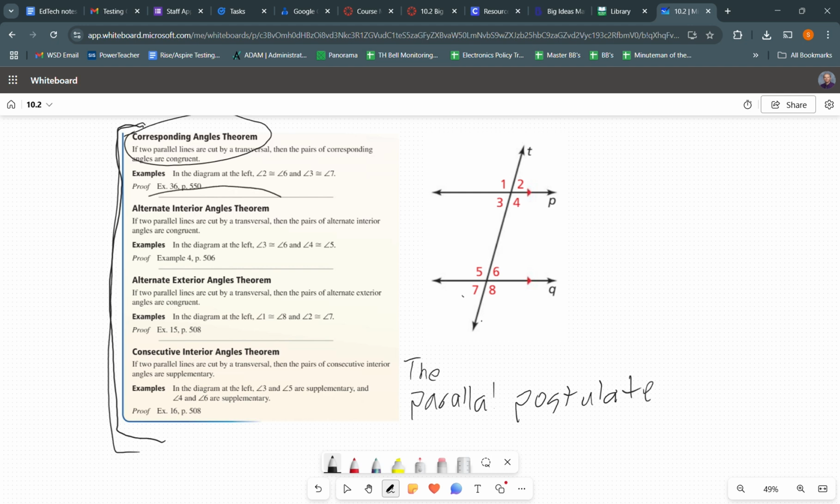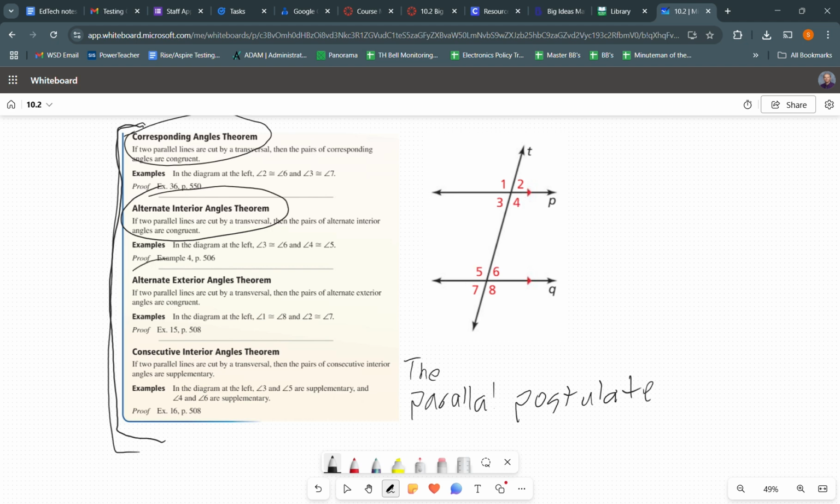Next, we've got our alternate interior angles theorem. So these 4 angles right here are called interior angles because they are in between those two parallel lines. Alternate interior angles are on opposite sides of the transversal. So 5 and 4 would be alternate interior angles. 3 and 6 would also be alternate interior angles. And the alternate interior angles theorem says that these two alternate interior angles are congruent to each other.